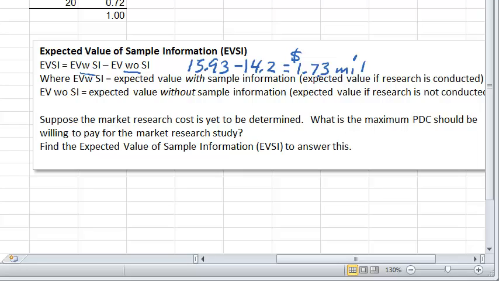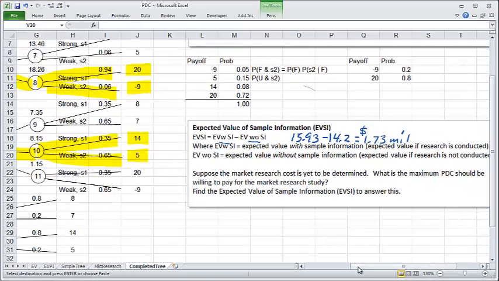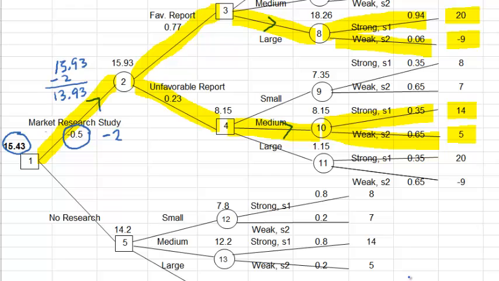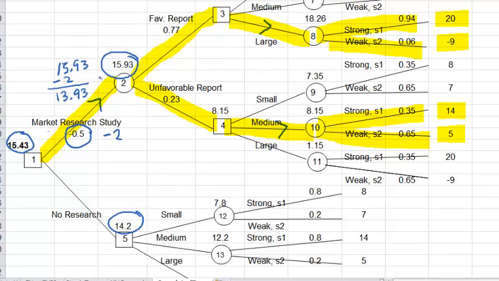So in summary, we could compute the EVSI by taking the difference between the top node value and the bottom node value. Remember, the first term is the node 2 value before subtracting the cost.